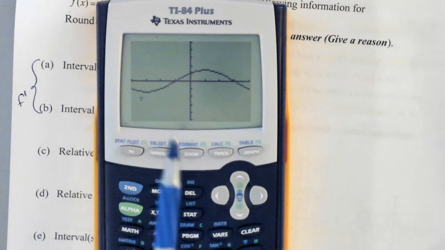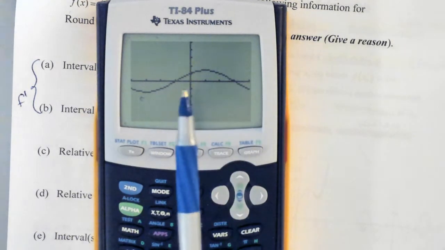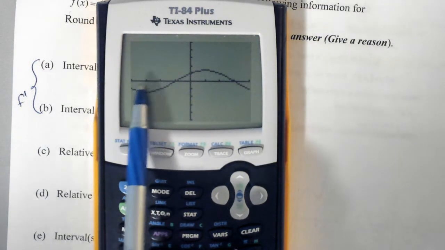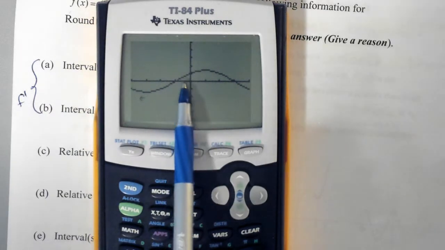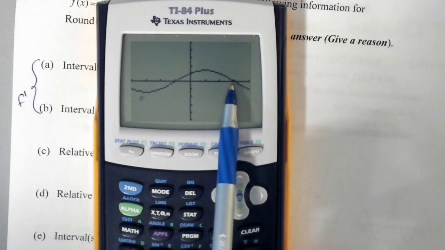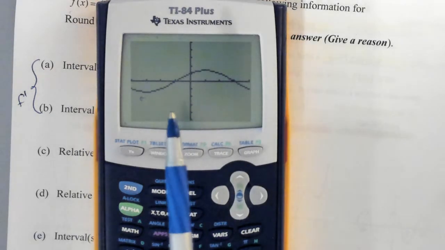Decreasing. F of x is decreasing. And then from here to here, also decreasing. Agree? Okay, so what I need to find are these points, this point and this point. I need the x value, because from this x value to this x value, what's happening to f of x? Yeah, increasing, because f prime is above.